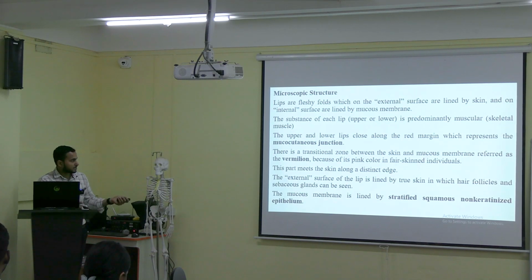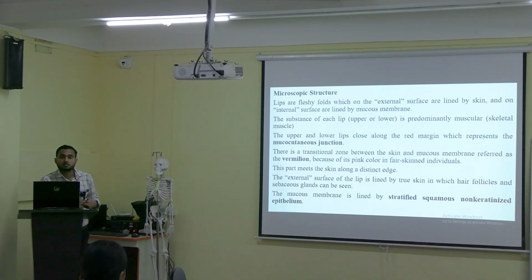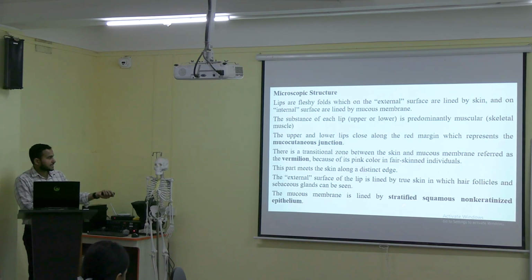Now the mucous membrane is lined by stratified squamous non-keratinized epithelium. This is the lining epithelium of the mucous membrane. So mucous membrane means which part? This one, that pink color area or the red color area. That is the mucous membrane. Now that is lined by stratified squamous non-keratinized epithelium.